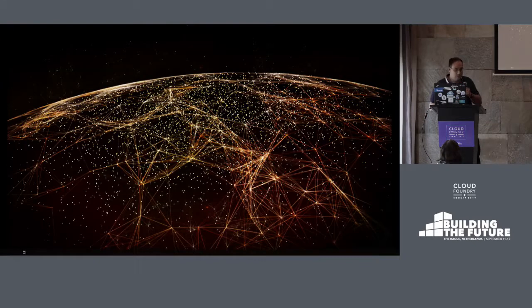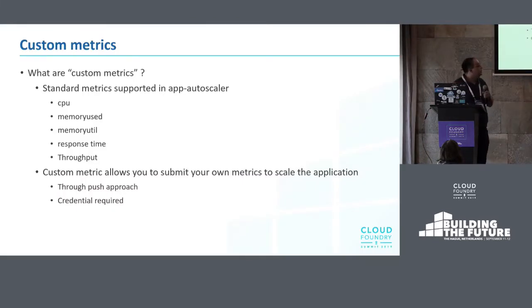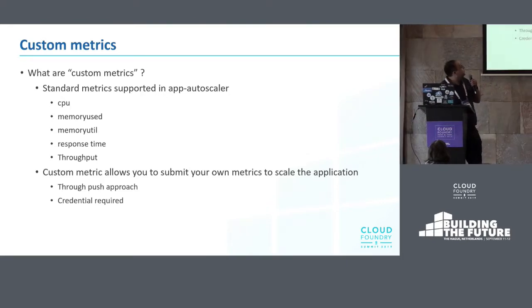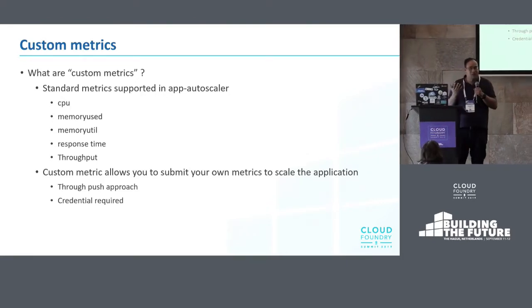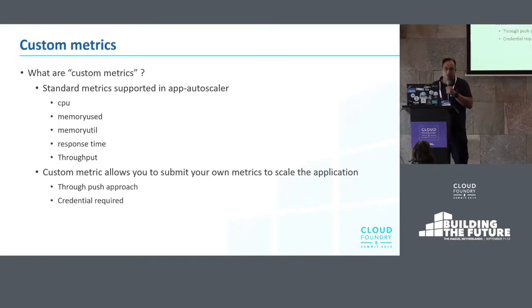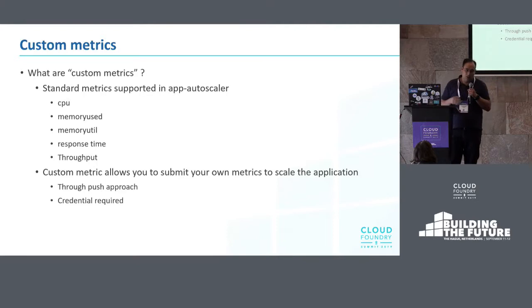But it's a feature that's coming, I think, definitely in the next big release of the app-autoscaler, and that's the custom metrics feature. So what is a custom metric in our case? We have in the app-autoscaler always had support for the standard metrics, so CPU usage, memory usage, of course response time or throughput, which is basically the inverse of that.